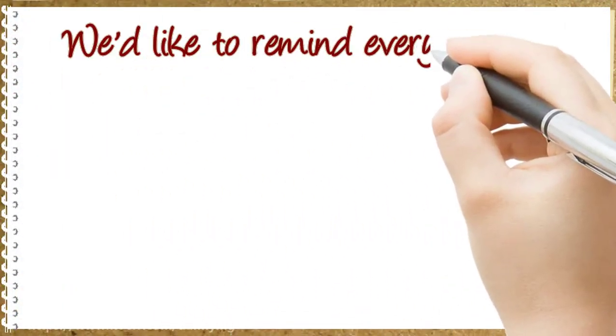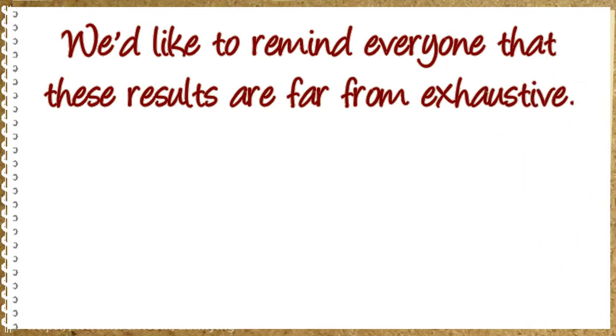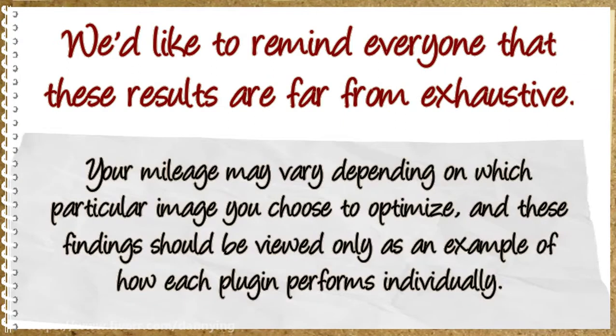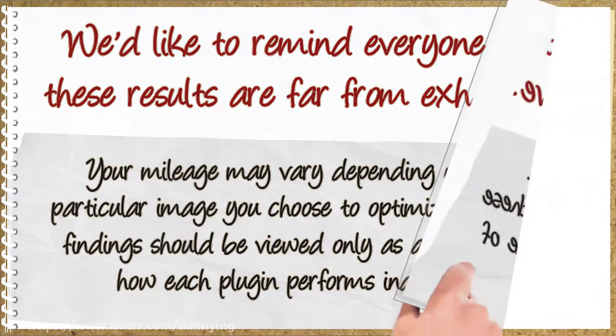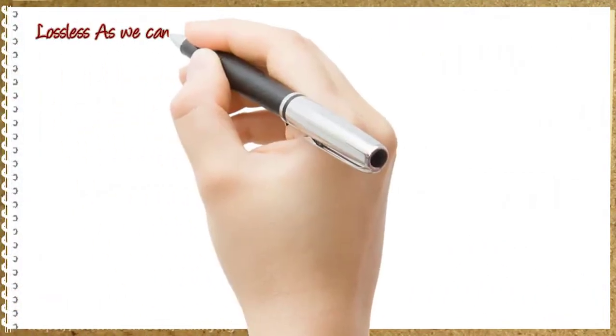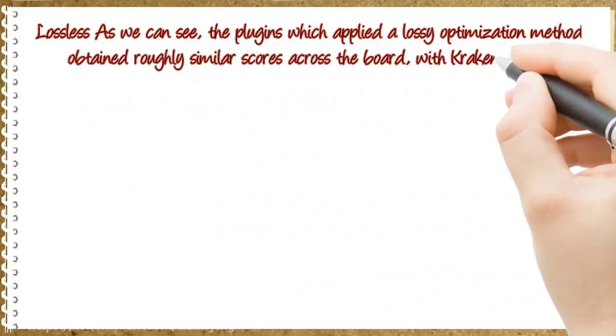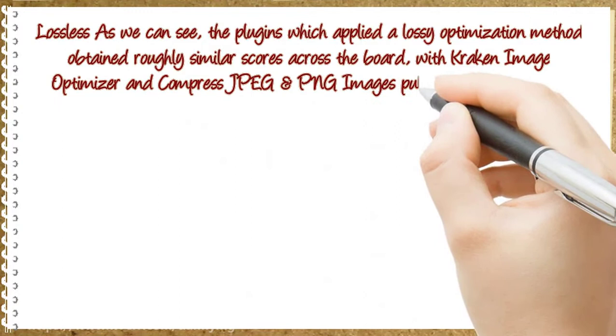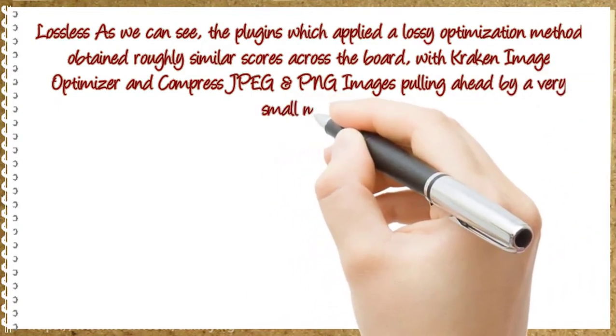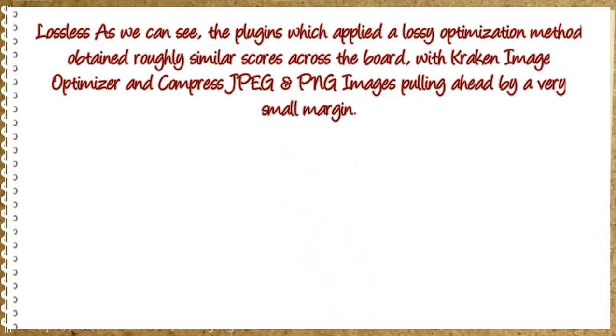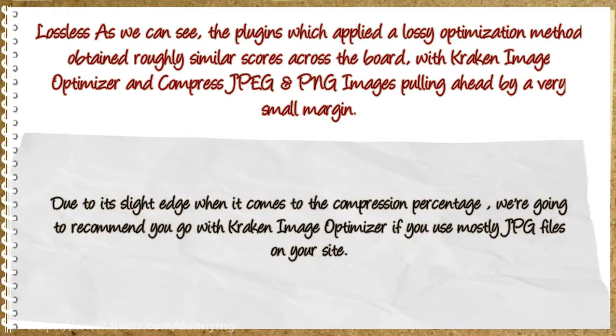We'd like to remind everyone that these results are far from exhaustive. Your mileage may vary depending on which particular image you choose to optimize, and these findings should be viewed only as an example of how each plugin performs individually. Lossless. As we can see, the plugins which applied a lossy optimization method obtained roughly similar scores across the board, with Kraken Image Optimizer and Compress JPEG and PNG images pulling ahead by a very small margin, due to its slight edge when it comes to the compression percentage.